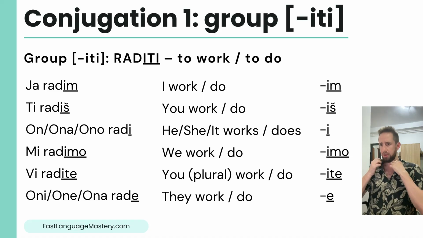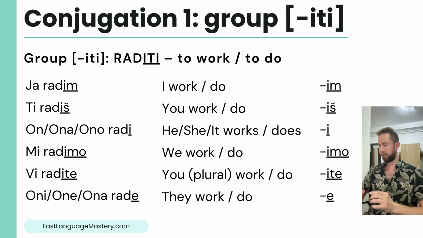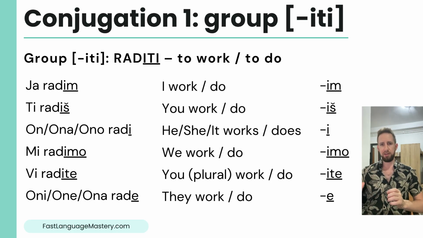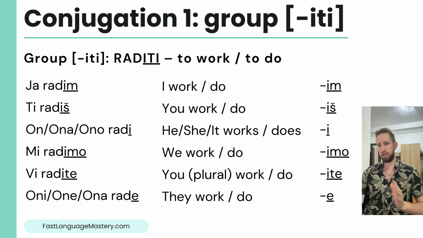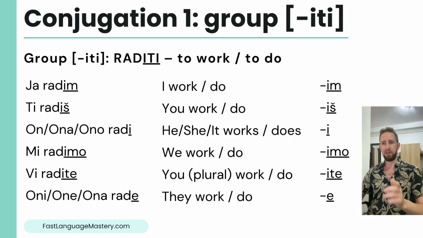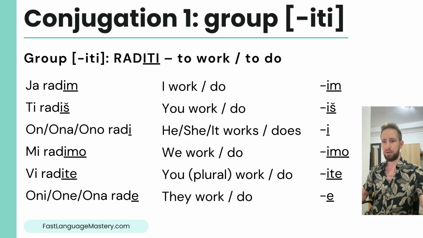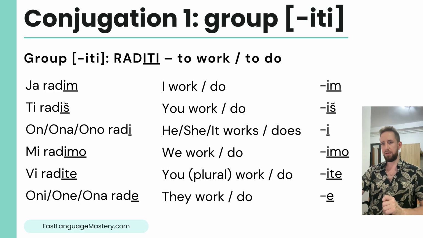We will learn about grammatical genders later, about nouns, adjectives, and their grammatical gender later. Now just memorize oni, one, ona. You can just memorize oni and one. That's enough for now. So, ja radim, ti radiš, on radi, ona radi, mi radimo, vi radite, oni rade, one rade. Look at the endings: im, iš, i, imo, ite, e.